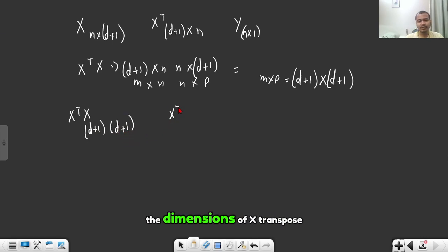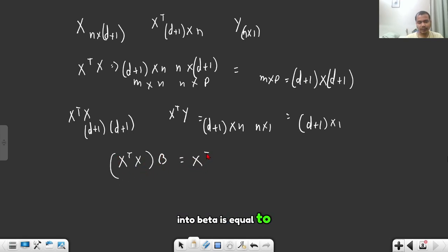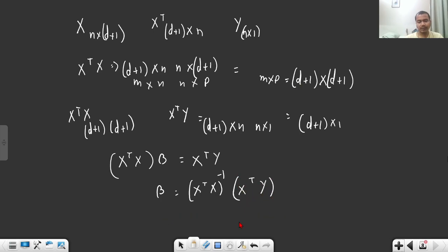Now let's look at the dimensions of x transpose y. We know x transpose is d plus 1 into n and y is n into 1. So x transpose y is going to be, with this n gone, d plus 1 into 1. Finally, we have x transpose x into beta equal to x transpose y. When we send it to the other side, we have beta equal to x transpose x inverse x transpose y.